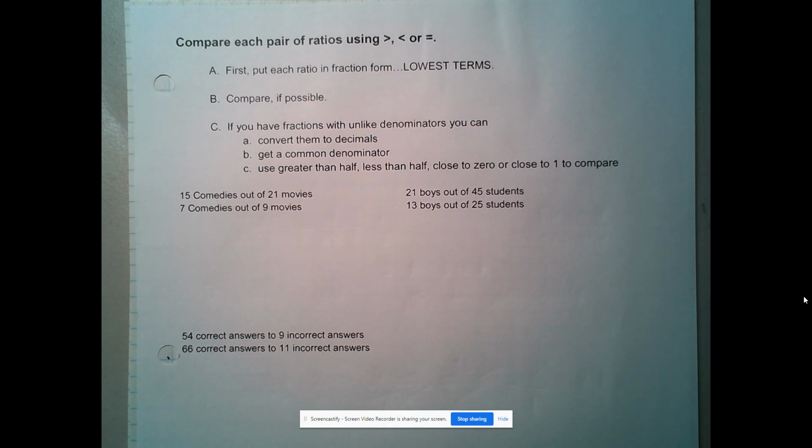All right. Compare each pair of ratios using greater than, less than, or equal to. First, put each ratio in fraction form, lowest terms always. Then compare if possible. If you have fractions with unlike denominators, there are some choices. So let's get started and then see where we go.